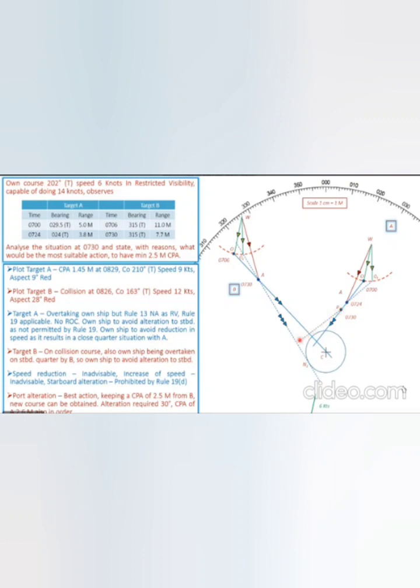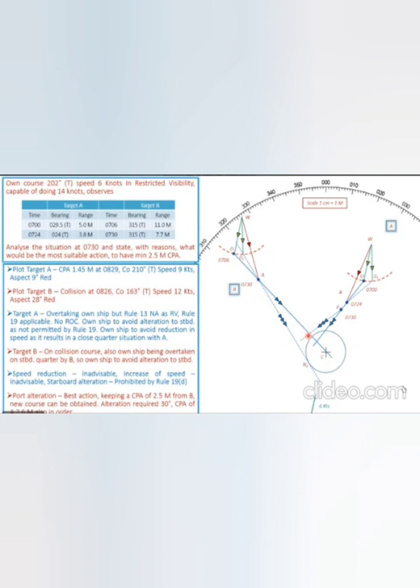You can see the new relative line of approach coming up for target Alpha, and you can see that the CPA with target Alpha has also increased. Initially the CPA was less than 2 miles. It was coming within the circle. It was 1.45 miles. But now you see with the new relative line of approach, that is the dotted line, the new CPA with target Alpha has also increased more than 2.5 nautical miles. So port alteration is the best action to take under these conditions.